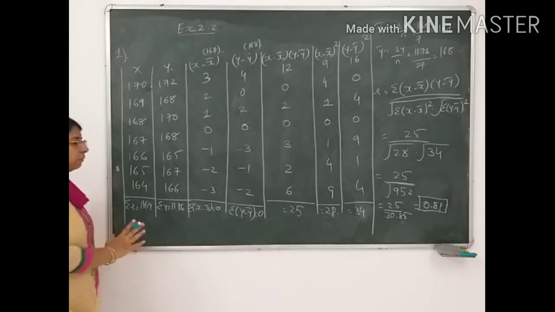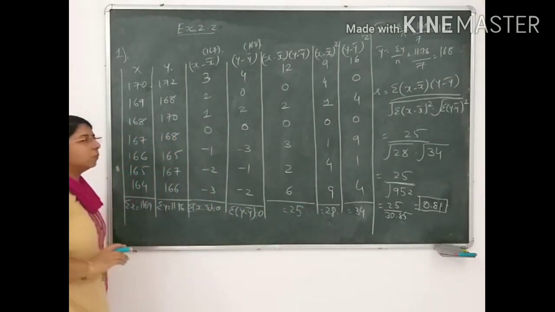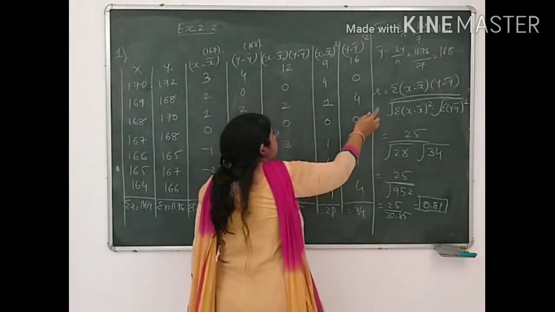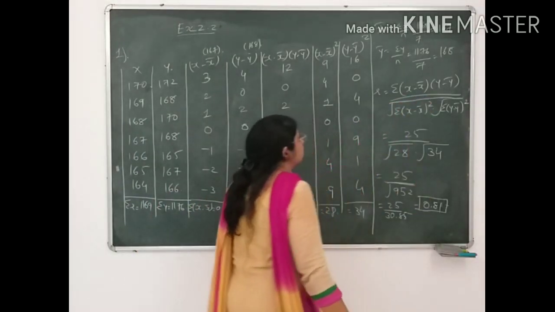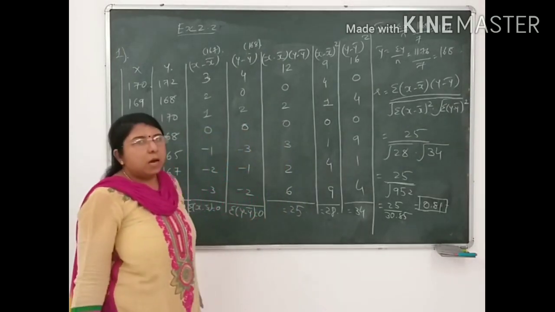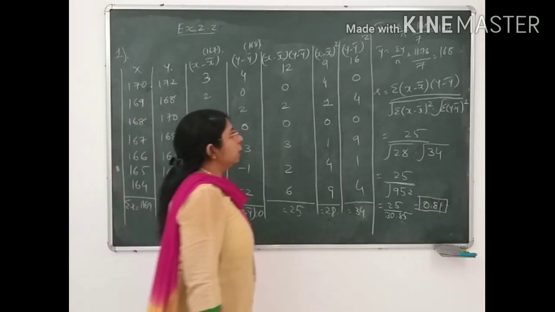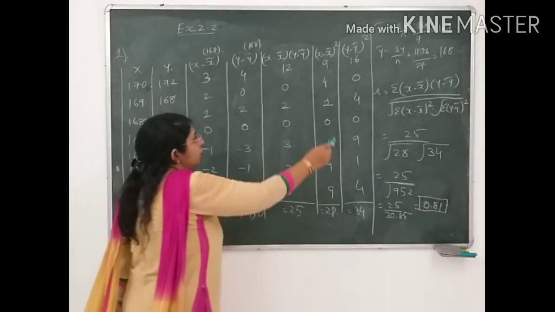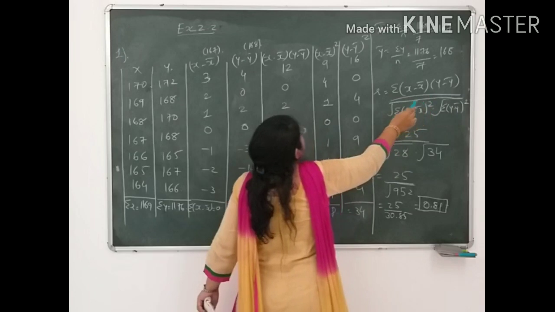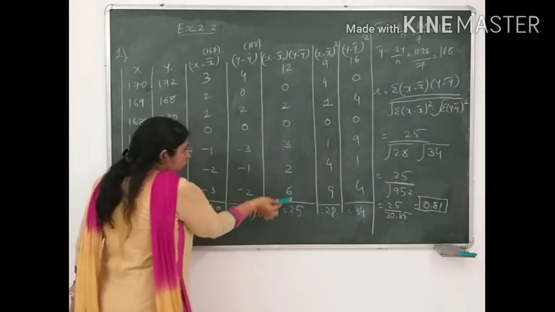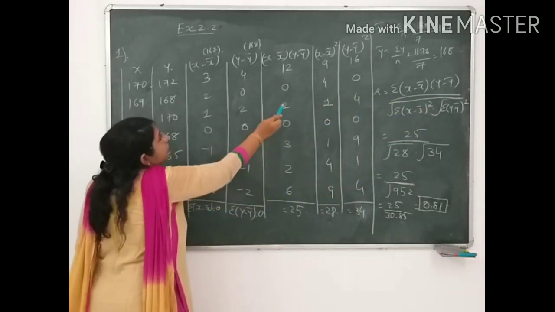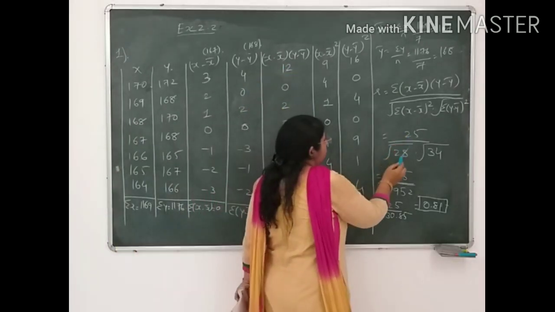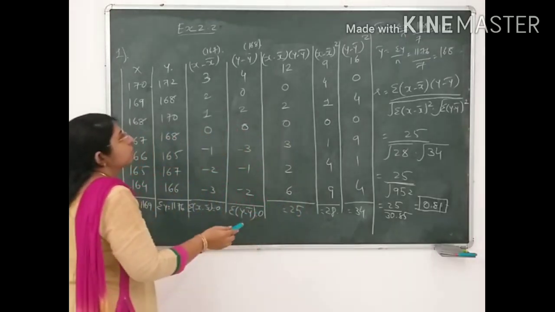Now it is very simple. After getting all the three values, we just have to place these values in the formula of R. Again revising the formula of R, that is sigma (x minus x bar)(y minus y bar) upon under root of sigma (x minus x bar) whole square into under root of sigma (y minus y bar) whole square. So the first data required is sigma (x minus x bar)(y minus y bar), that is the total of this column, which is 25. So 25 upon under root of sigma (x minus x bar) whole square.